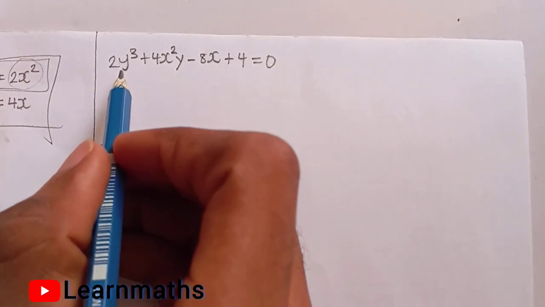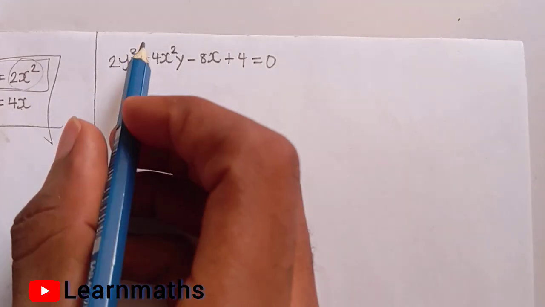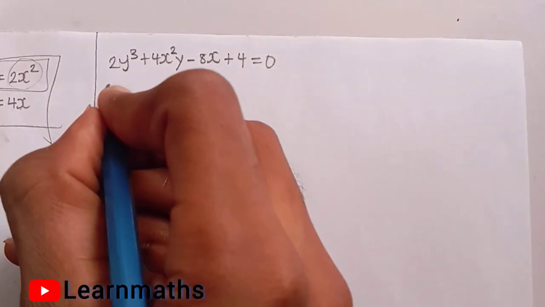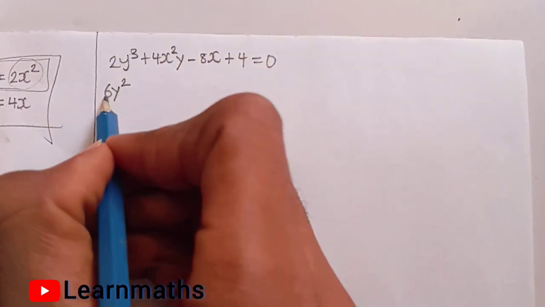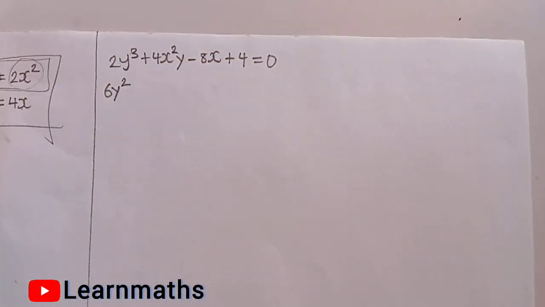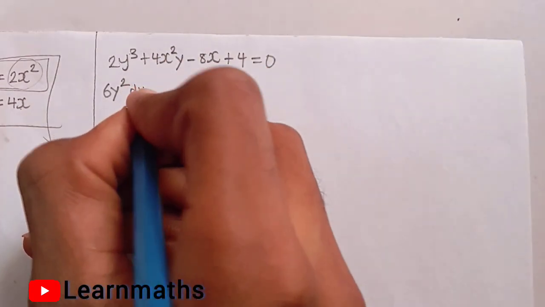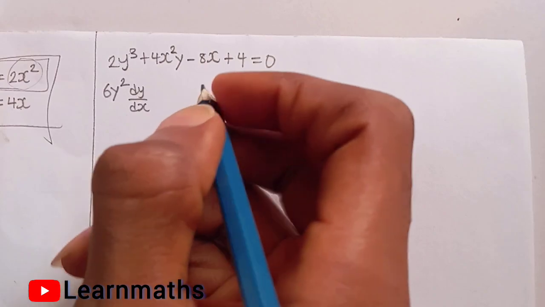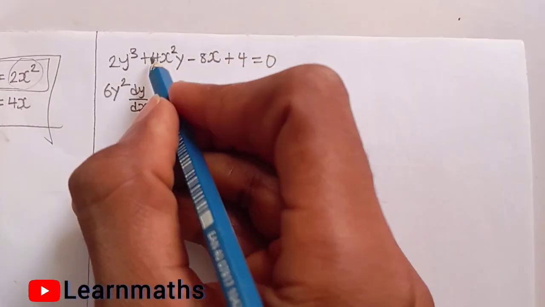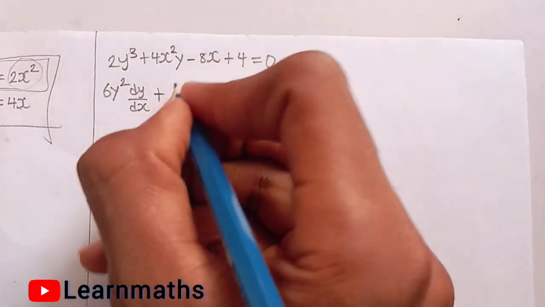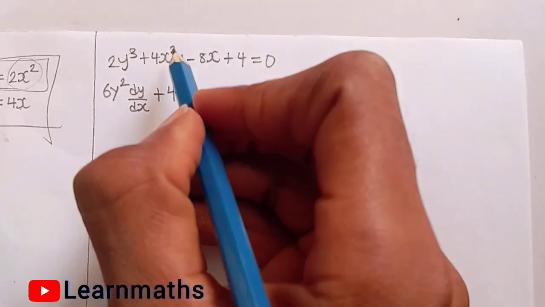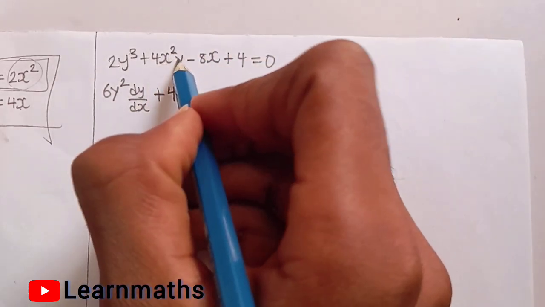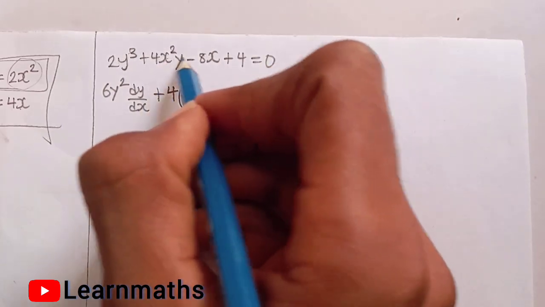Now the first term here happens to be 2y cubed. Differentiating this, we're going to have 6y squared. And remember, we differentiated y, so we attach dy/dx to that differential. The next term is 4x squared y. I'm going to factor out 4, the constant there, then apply product rule to differentiate x squared and y.